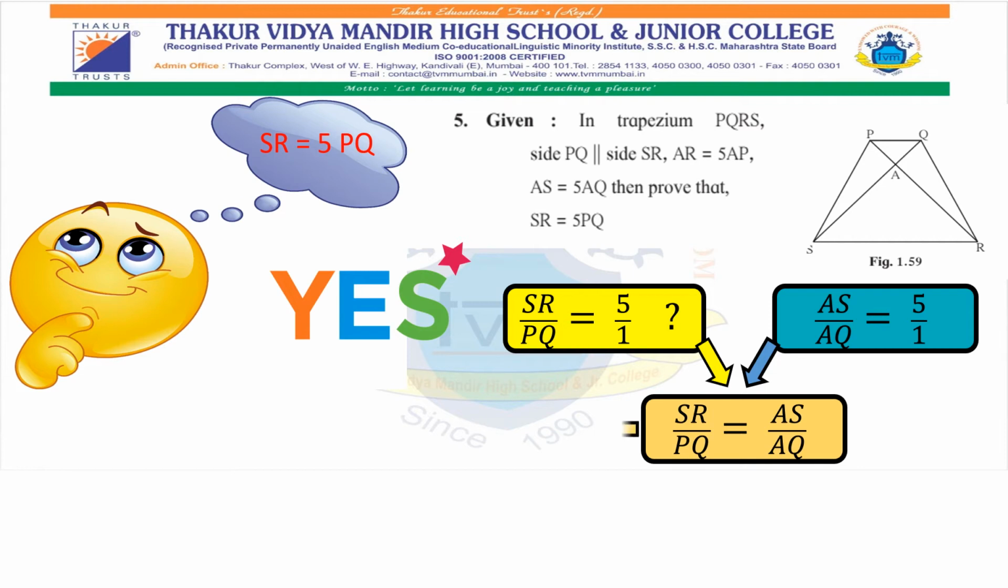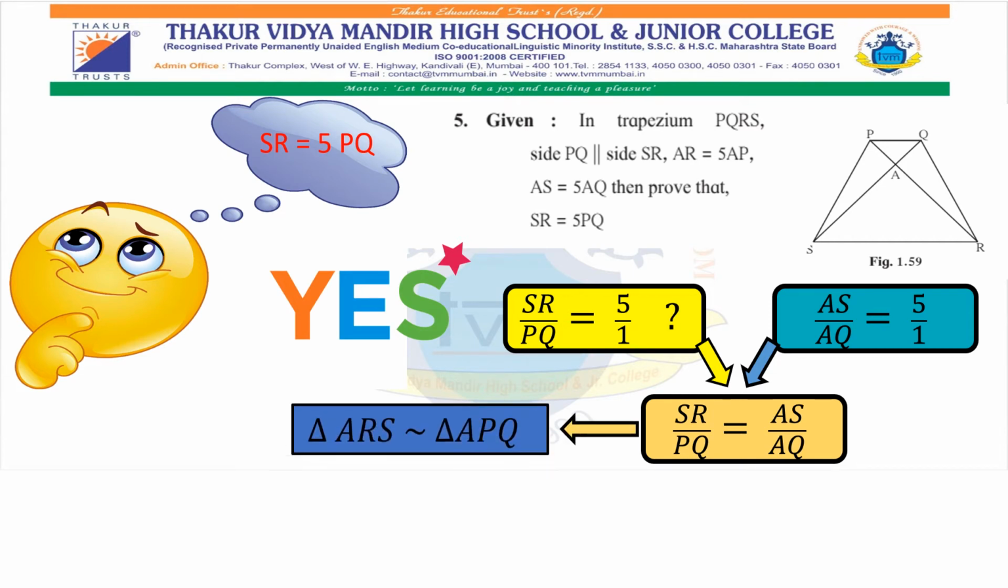That means to prove these ratios equal, I need to prove these two triangles similar, that is triangle ARS and triangle APQ. So let's prove these two triangles similar. We have already seen a few sums before on how to prove triangles similar. We'll be using tests of similarity to prove these triangles similar. So let's use them and prove the two triangles similar.